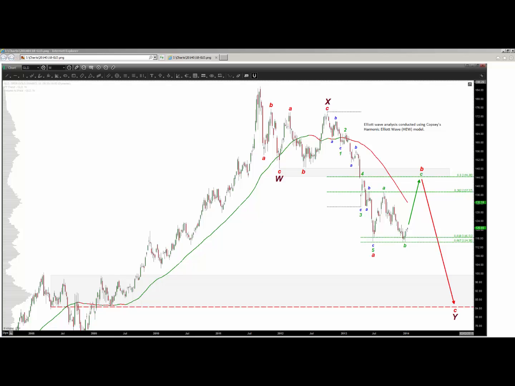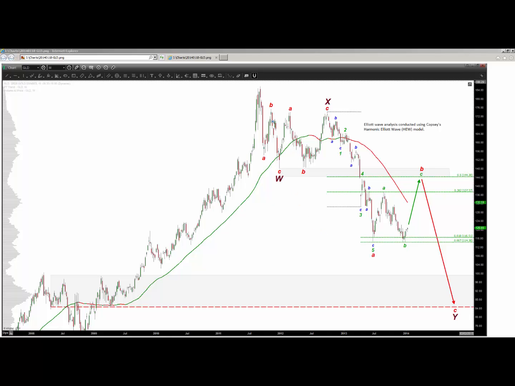Traders, good evening. In this video, I go over the weekly chart of the GLD, which is the ETF that tracks gold. On my screen is the wave count that I published back in January. So this thing must be at least 7 months old and still valid for the most part.